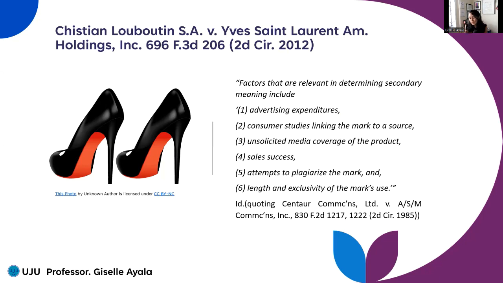So as a result of this case, the court ordered the USPTO to make more definite, more concrete, more narrow, the definition of what the Louboutin trademark was. And the court considered whether, in this case, color had acquired distinctiveness. The court considered things like the advertising expenditures, consumers' impression, unsolicited media coverage of the product, the sales success, the amount of use, the length of the use and exclusivity of the use, and also attempts to plagiarize the trademark.